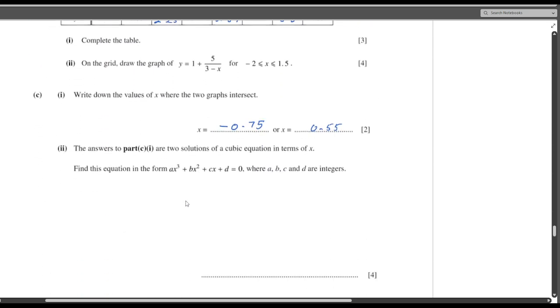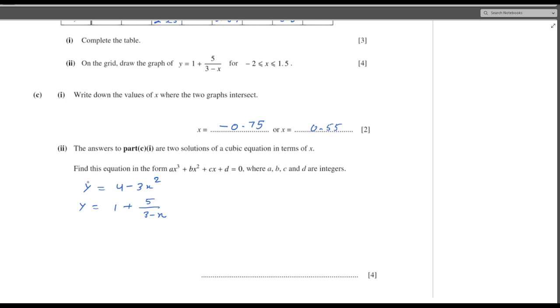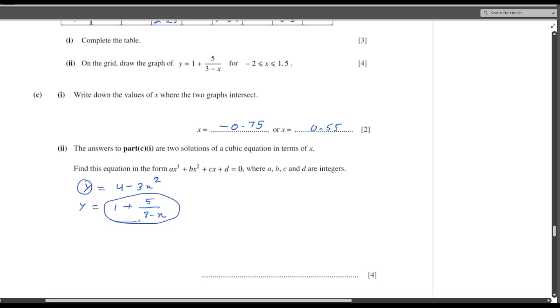So I have two equations. One equation is y equals 4 minus 3x squared, and the other equation is y equals 1 plus 5 divided by 3 minus x. Now as I solve these two equations graphically, I can replace this y with this value. So I will say that 1 plus 5 upon 3 minus x is equal to 4 minus 3x squared.